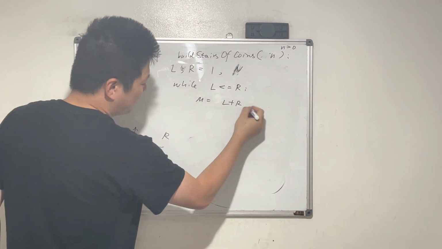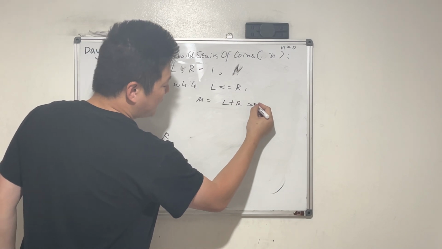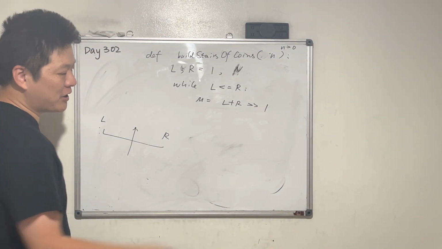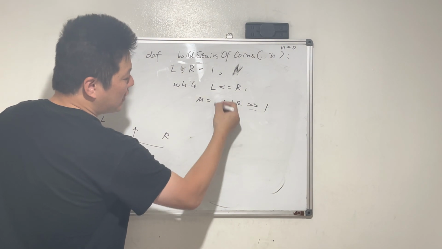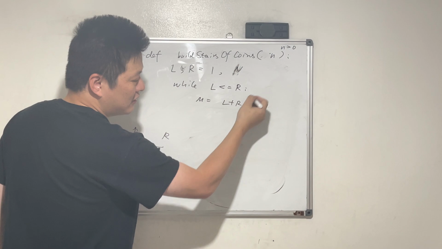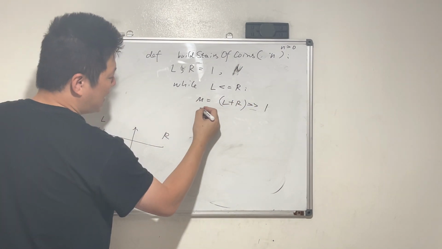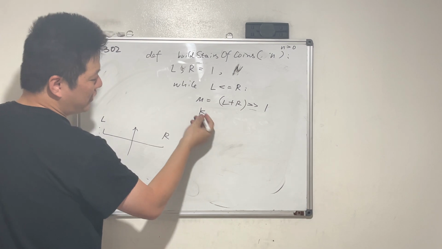Divided by 2. You can do this, or you can shift it by 1. This is also okay. You don't need to put a bracket because the plus takes priority over the shifting, so it's the same as this. So shift it. And now, how many coins do we need?